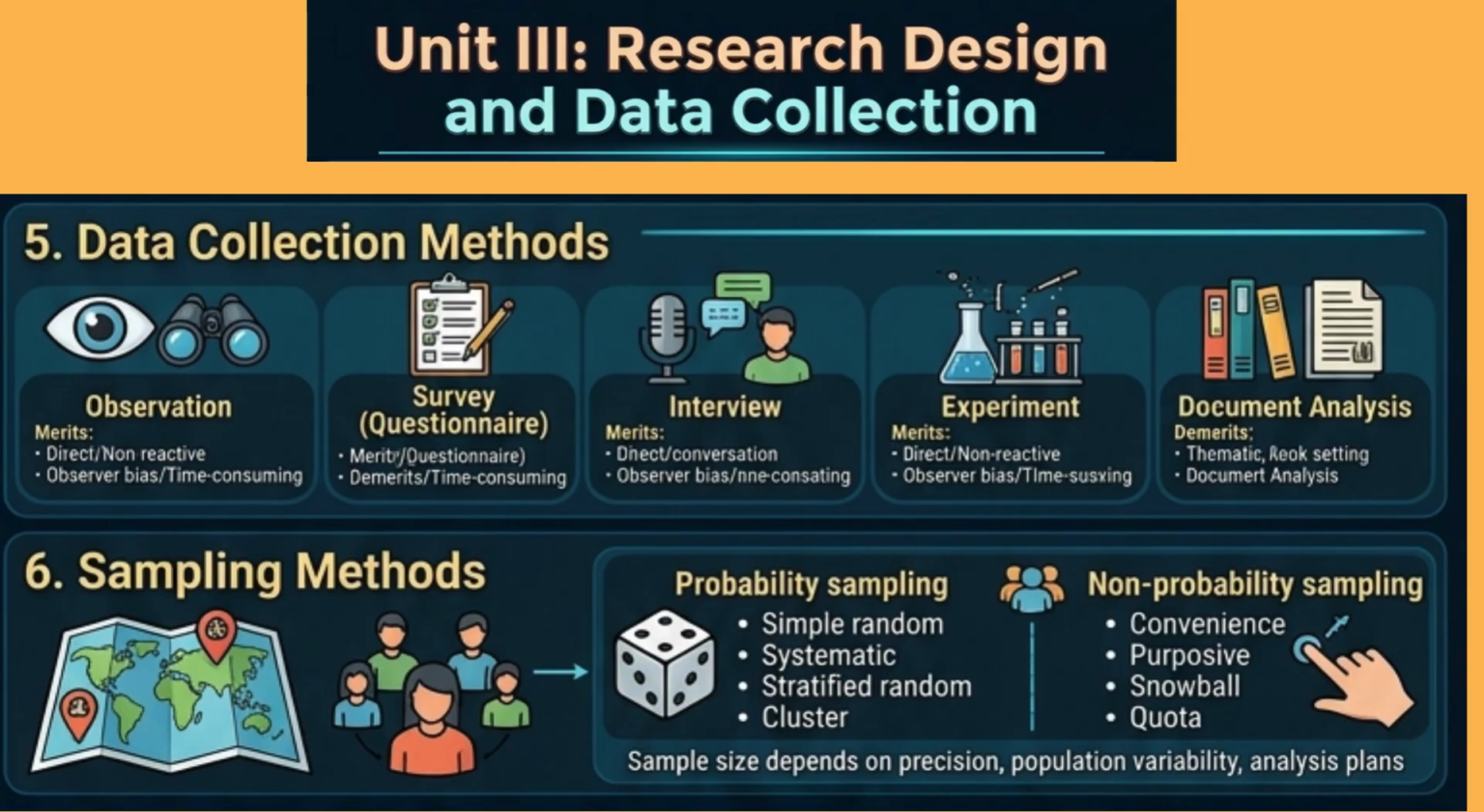Non-probability sampling methods do not involve random selection and are often used when probability sampling is impractical. Convenience sampling selects participants who are easily accessible. Purposive sampling involves selecting individuals who possess specific characteristics relevant to the study. Snowball sampling relies on participants recruiting additional participants, making it useful for hard-to-reach populations. Quota sampling ensures that specific categories are represented but does not use random selection.